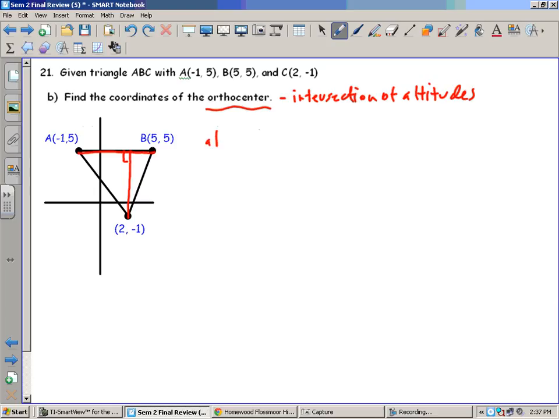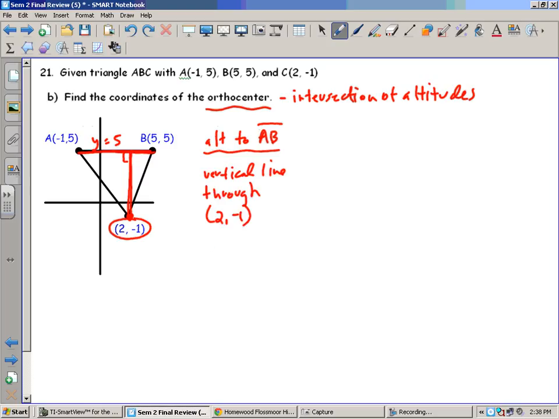So we're going to find the altitude to side AB, which is kind of easy simply because you know the equation of AB is a horizontal line. So I know the slope of AB is just 0, right? So y equals 5 is the equation of that line. So basically what I'm looking for is the equation of a straight vertical line through the point 2, -1. A straight vertical line through 2, -1 has an equation of simply x equals 2. So before I even have to do much work, I already got the altitude to AB.